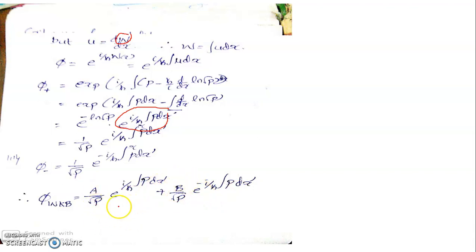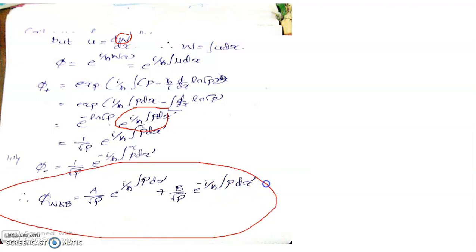being the expansion coefficients: A by root p e raised to i by h cross integral p dx prime plus B by root p e raised to minus i by h cross integral p dx prime. So this is the general format of the WKB wave function. So once we come across a problem where we can apply the WKB method, very shortly I'll tell you the qualities of such problems where the semi-classical approximation will be most effectively valid, we will be able to write the wave function representing the system in this format.